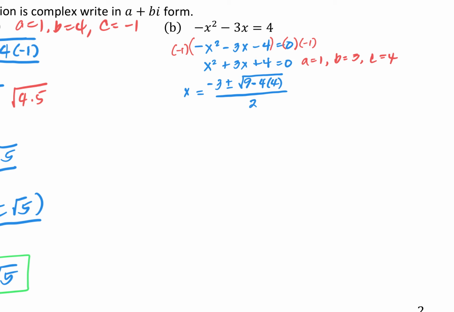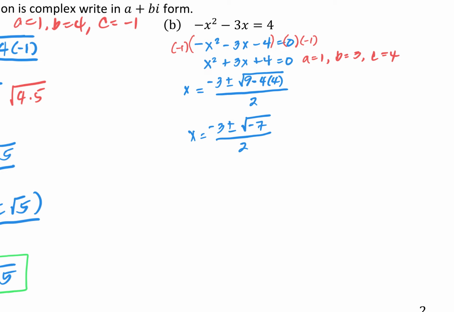Underneath the square root, my discriminant is going to be 9 minus 16, so that would be a -7. And since it's a negative underneath the square root, that tells me that I'm going to have two complex solutions. So your discriminant, what's underneath the square root, can tell you how many solutions you're going to have. Again, if it's 0, you're only going to have one solution because that whole square root just goes away. If it's negative, you're going to have two complex solutions. If it's positive, you're going to have two real solutions.